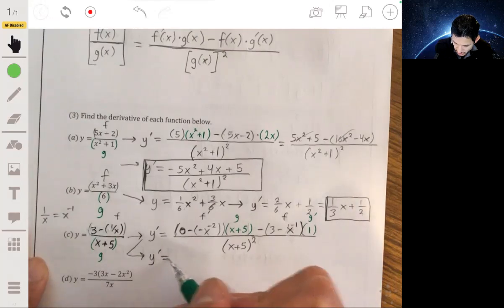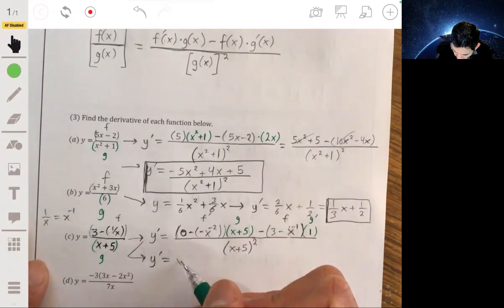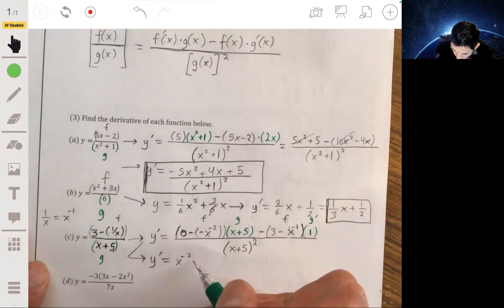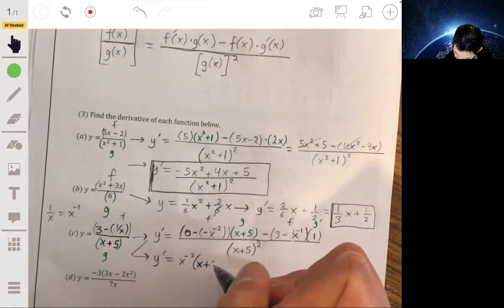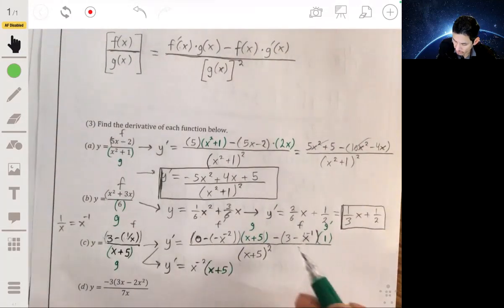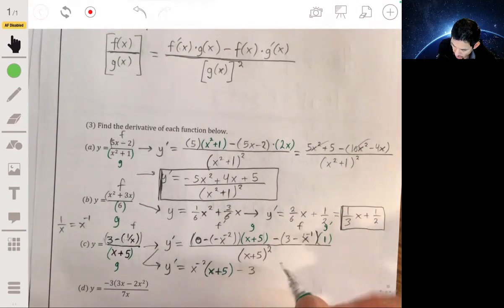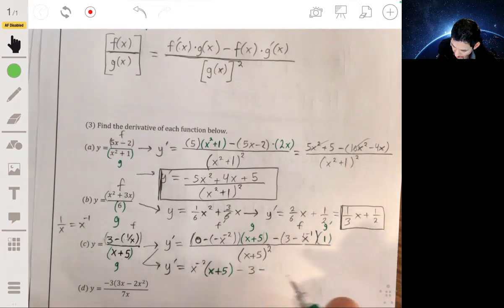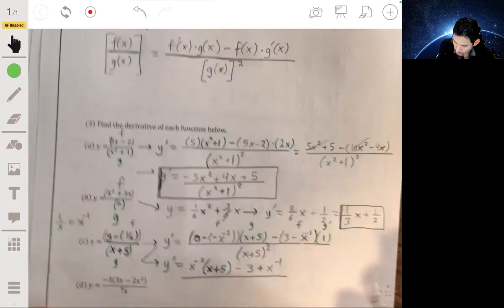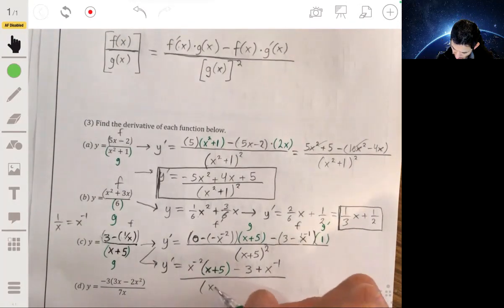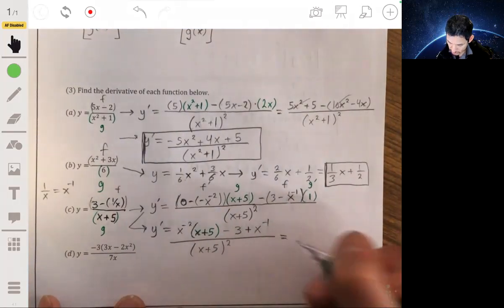So let's be careful here. We got negative, so we got a positive. So we got a positive x to the negative 2 multiplied by x plus 5. This is our g. And from that, we're subtracting 3 minus a negative x to the negative 1, so it's basically plus x to the negative 1, all over the x plus 5 squared. All right, let's see what happens next.